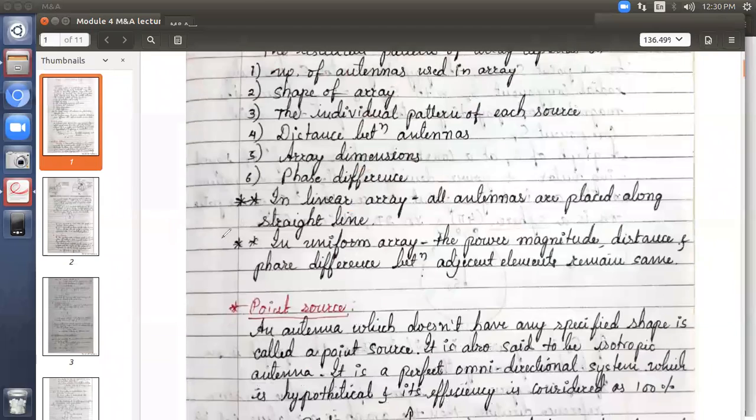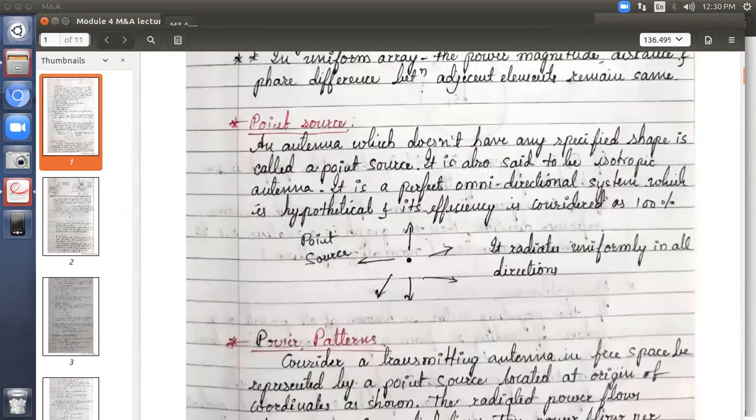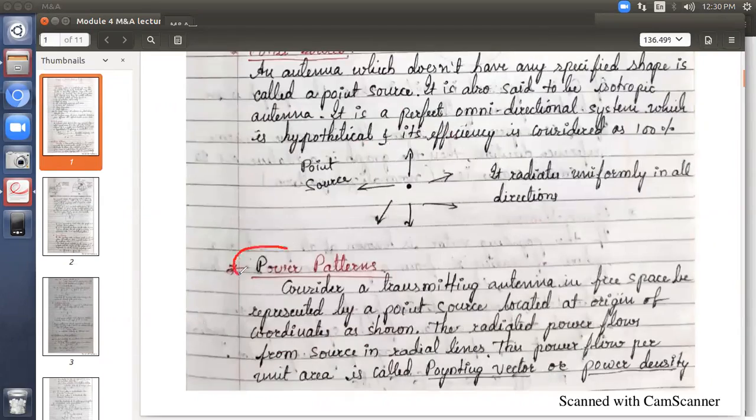And we have seen what a point source is. Now coming to the power patterns. In yesterday's class, we started with the power patterns directly. Let's see what a power pattern is. In module 3, we have seen what a radiation pattern is.